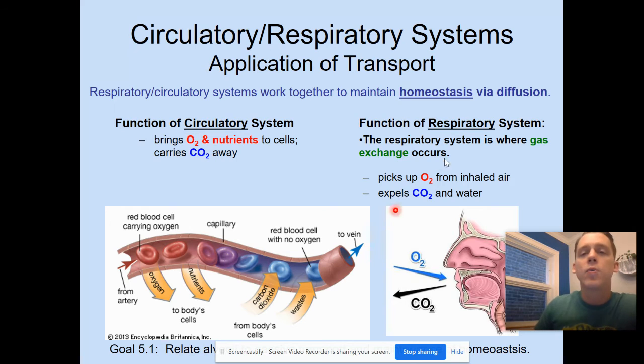Right? And then we have our respiratory system. Our respiratory system is where gas exchange happens. This is where we get oxygen from the air, and this is where we exhale CO2 out into the air. So these two things work closely together to maintain homeostasis of CO2 and O2.